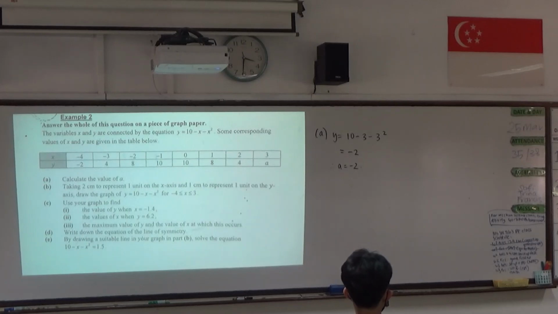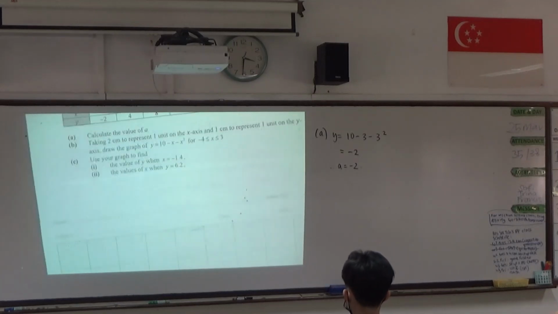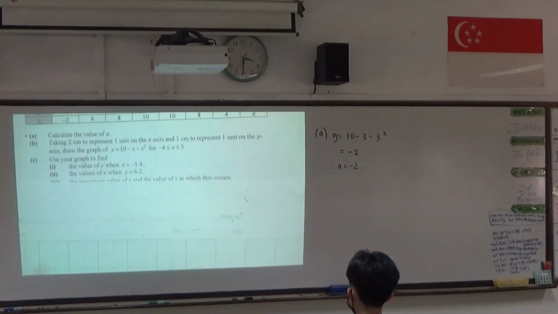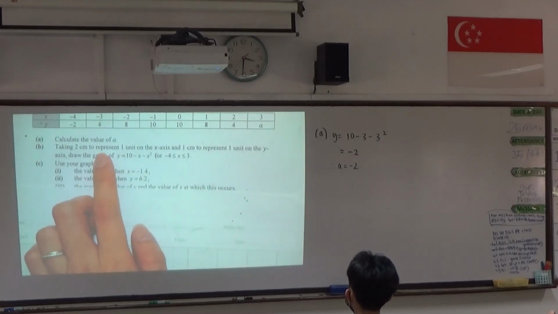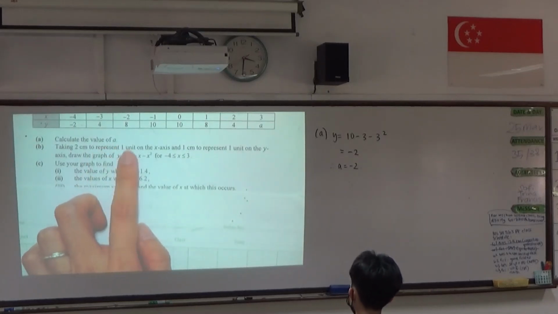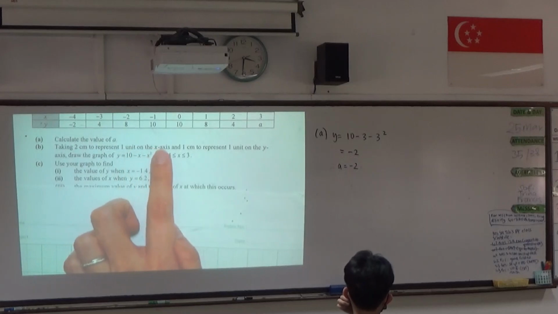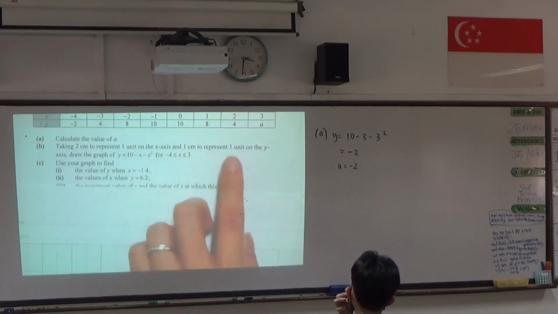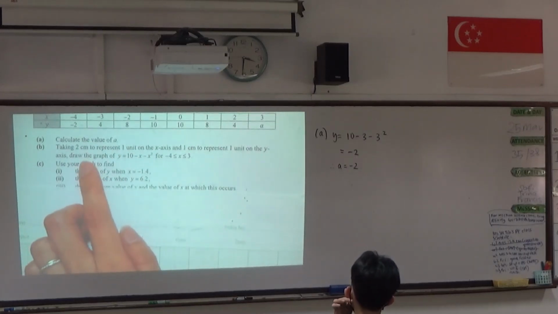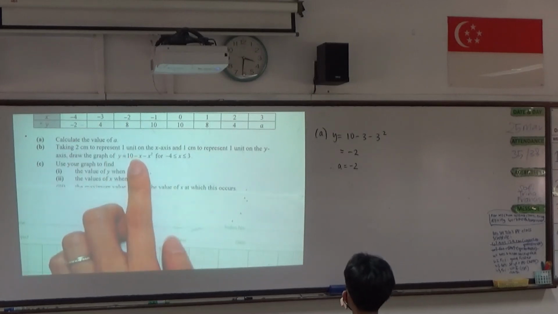The scale itself. So I want to repeat this and reinforce it. It says here, taking 2 cm to represent 1 unit on the x-axis and 1 cm to represent 1 unit on the y-axis. We want to draw this graph.